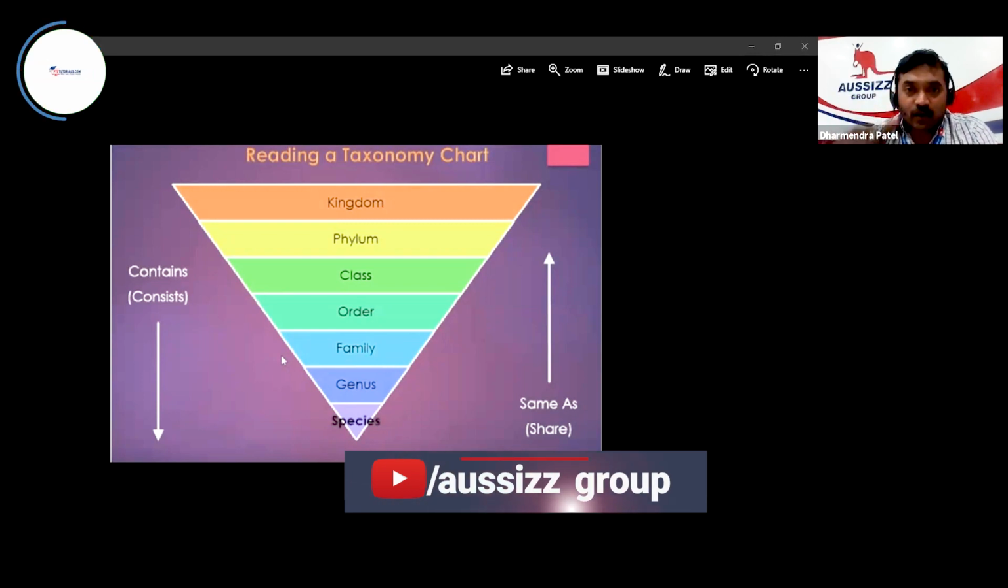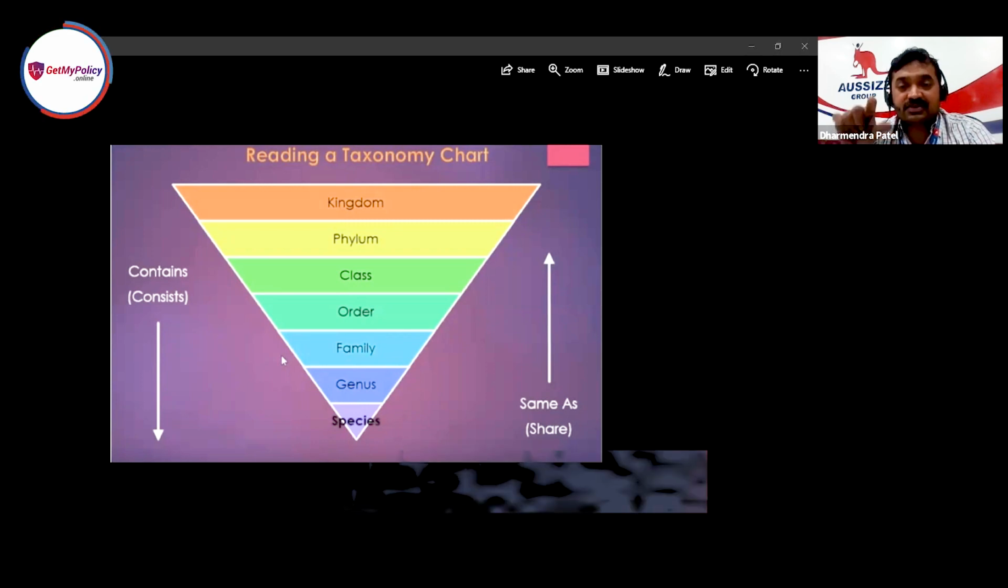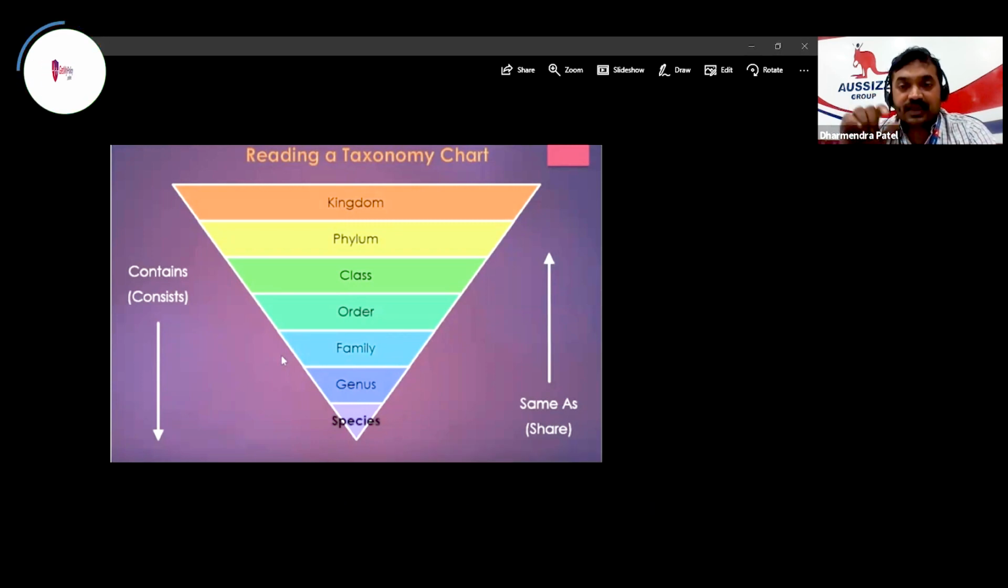Now it is not correct downward. It means the same two organisms in the family may not share the same genus. You got my point? So that is how you go upward.